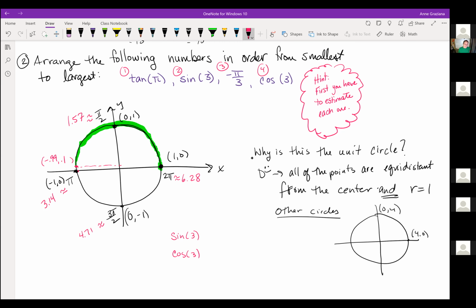Professor Ed, so when we're just given sine of 3, cosine of 3, we're just supposed to basically guesstimate? Yes. Yep, you're guesstimating. I like that. I like that a lot.